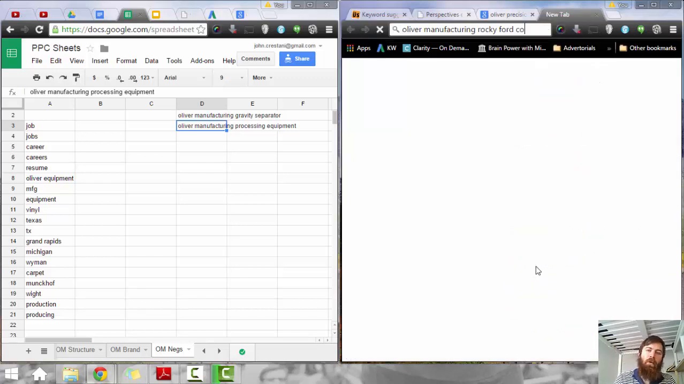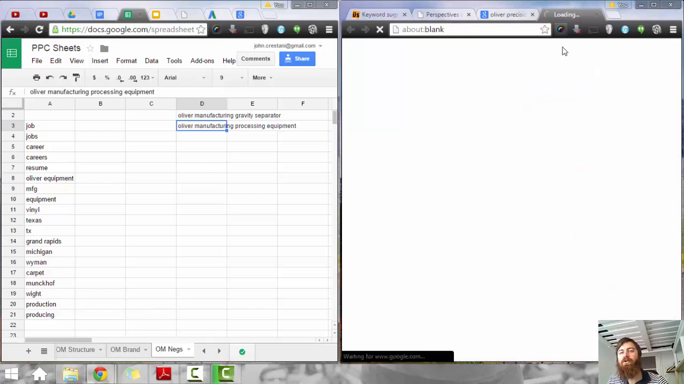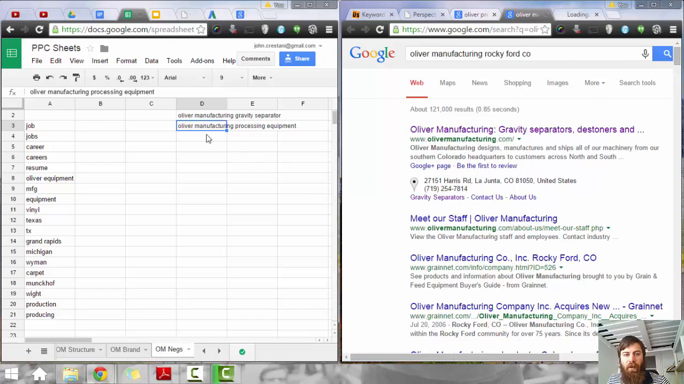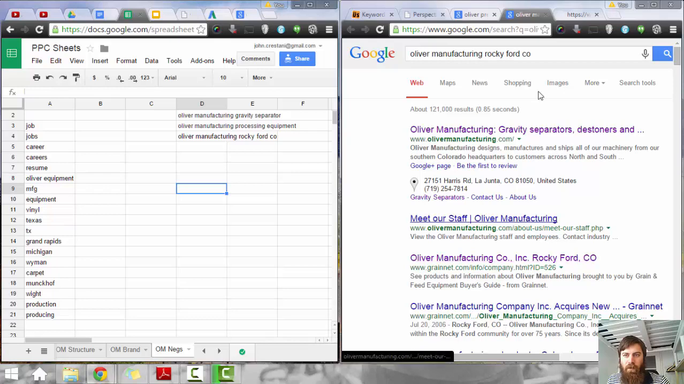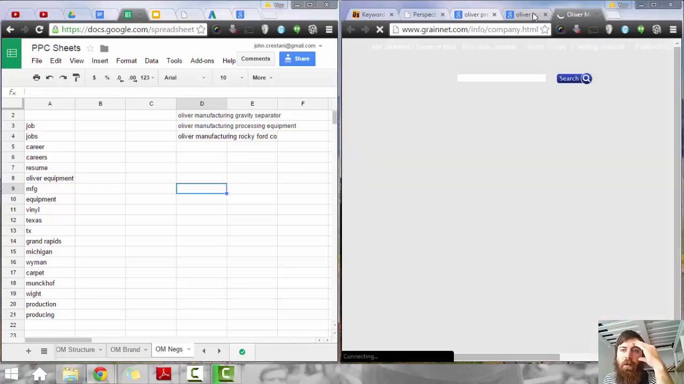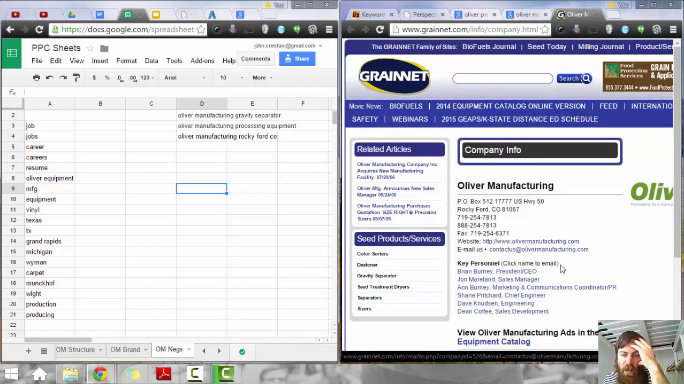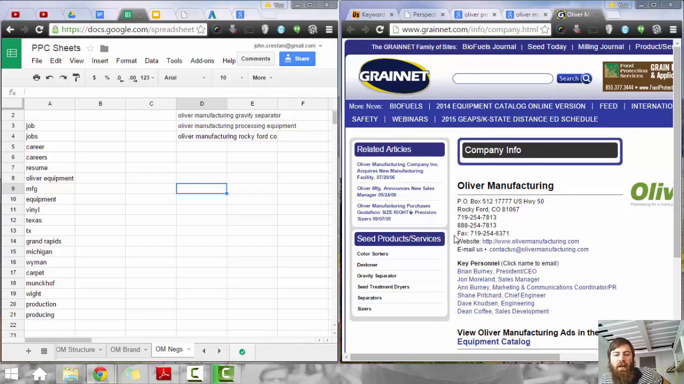Oliver Manufacturing Rocky Ford, Colorado. So now we know there's Oliver Manufacturing in La Junta, Colorado, but maybe it's also in Rocky Ford. Grain and Feed Equipment Buyer's Guide. So let's look at this. Grain Net, Oliver Manufacturing. So we're seeing it's the same website, olivermanufacturing.com, but maybe they used to be based in Rocky Ford, Colorado.